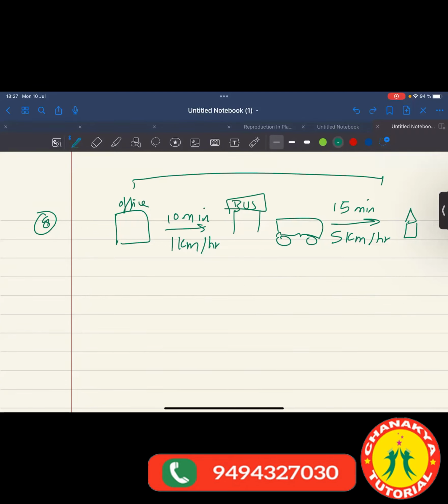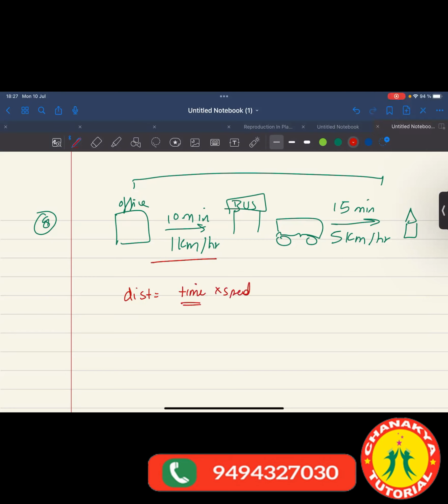Is it clear till here? Yes, ma'am. Okay. Well, first you need to calculate this. So what is the distance formula? Speed into time. Time into speed. Is it correct? Ma'am, time into speed.